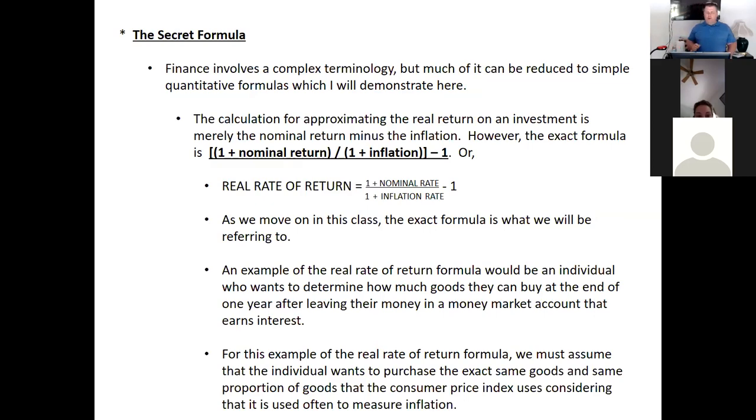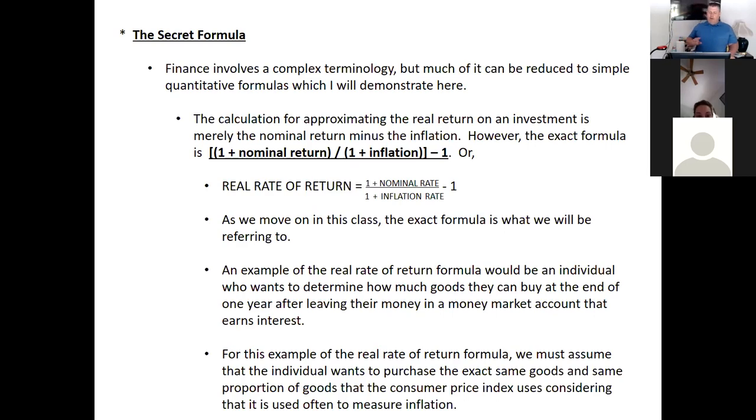So the calculation for approximating the real return on an investment is merely the nominal return minus the inflation. However, the exact mathematical formula is 1 plus the nominal return divided by 1 plus inflation, minus 1, or you can see here, real rate of return equals 1 plus the nominal rate divided by 1 plus the inflation rate, minus 1. Now, as we move on in this class, the exact formula is what we'll be referring to.